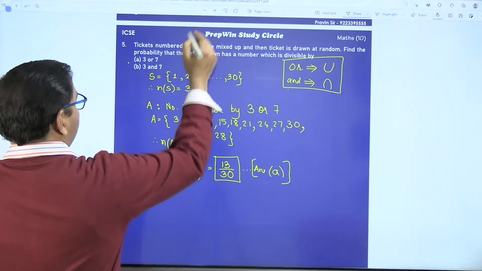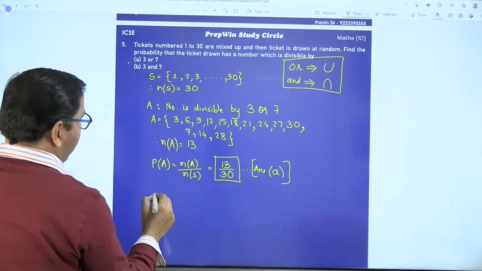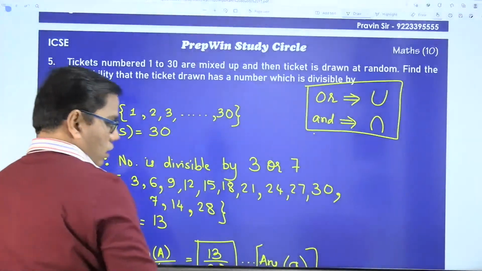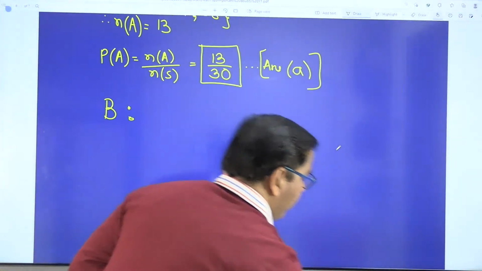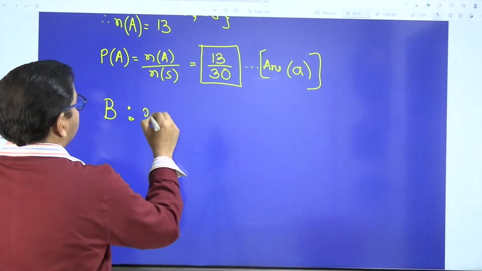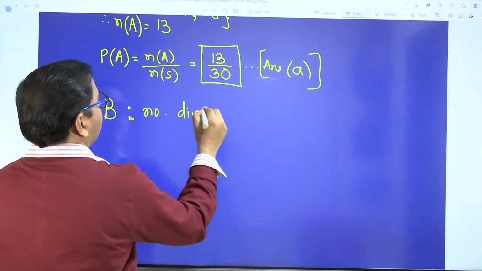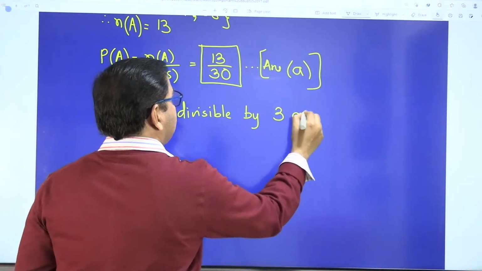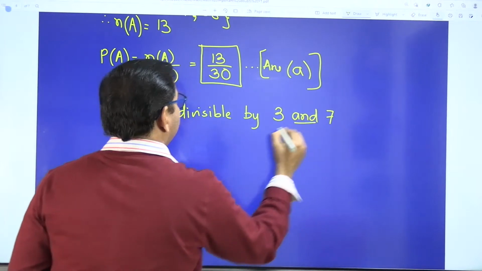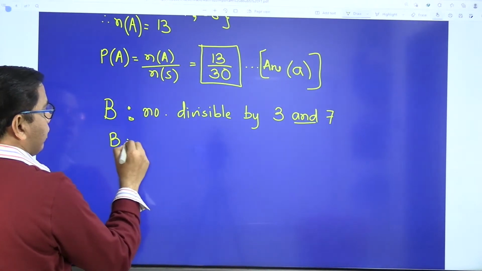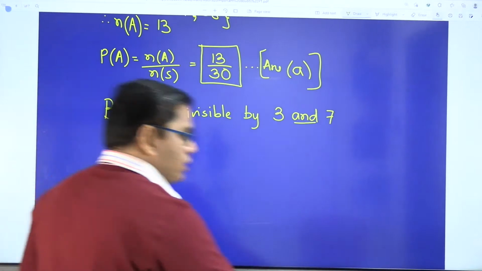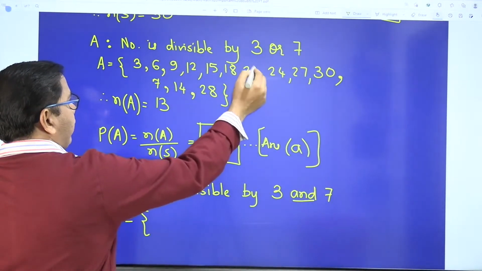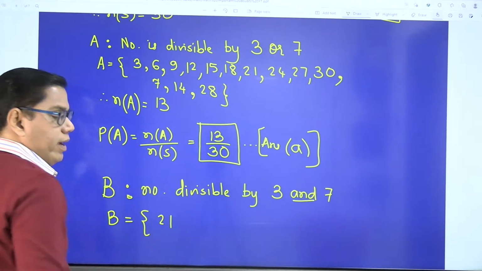This is answer A. Now, in the second part, B is an event. If you want, I will just increase the size. B is the event of getting a number divisible by both 3 and 7. If you see this 3 and 7, I see there is only one number, that is 21, which is divisible by 3 and 7.